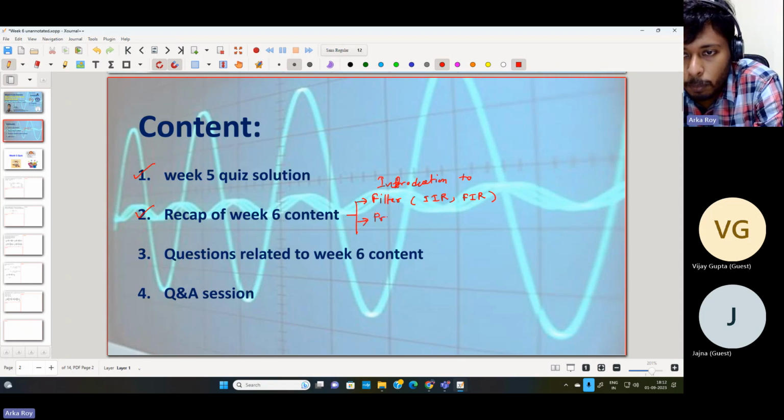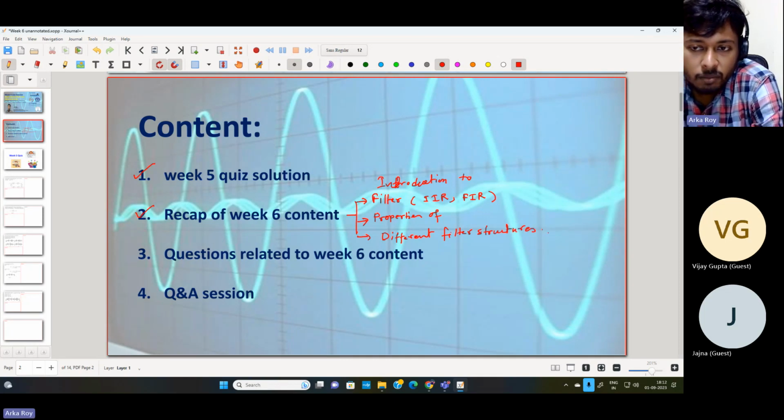Then we'll see the properties of these filters and different structures for representing these filters so that we can deploy the filters in the hardware. Thereafter we'll solve some questions related to week 6. And then we'll have a short Q&A session if you have any query regarding the week 5 quiz or the questions related to week 6 that will be covered in this live session.